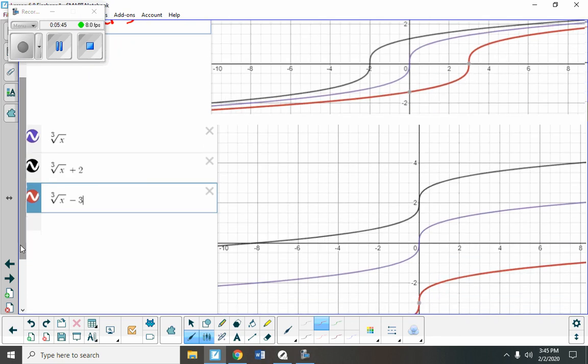And then in the next set, cube root of x, that's the blue graph. Cube root of x plus 2, the black graph, it shifted up 2. And then the red graph shifted down 3. So this is up 2, this is down 3.